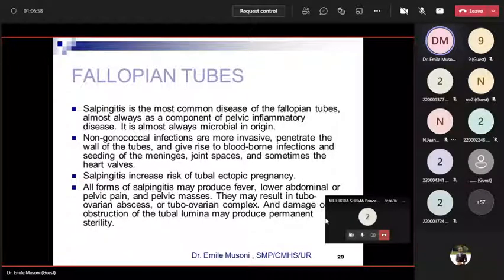Salpingitis increases the risk of tubal ectopic pregnancy. It can also be a cause of infertility. This is why you have to treat salpingitis correctly. It may result in tubo-ovarian abscess, and then it can make an obstruction of the tube, and then may produce permanent infertility.